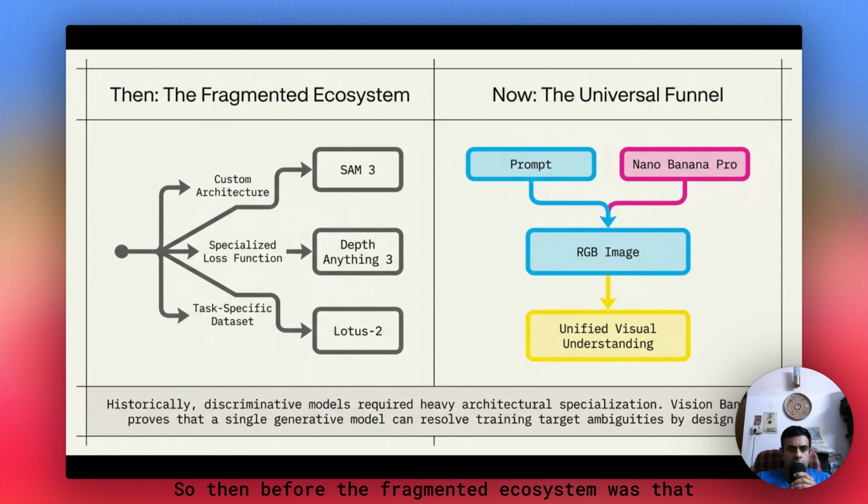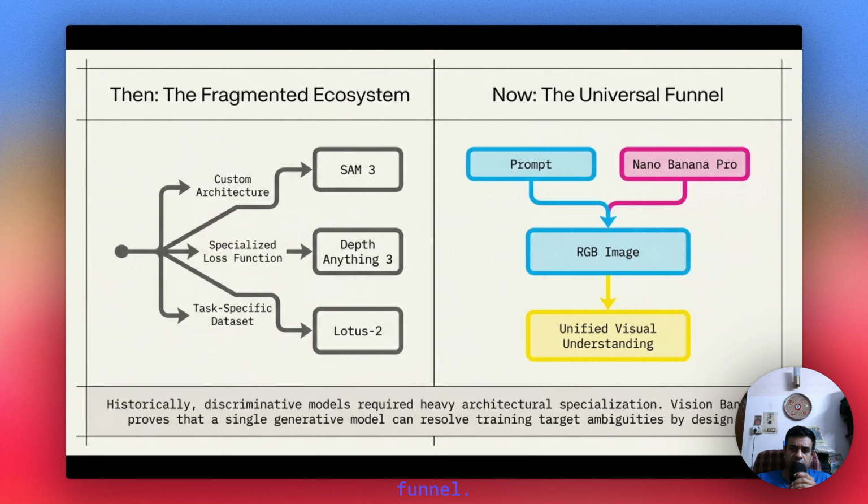So then, before, the fragmented ecosystem was that you had an image and then you had a custom architecture. For segmentation, you use some model like SAM3, and for depth, you use something like Depth Anything v3, and for something else, I don't know what Lotus 2 does. I was mentioning this in the previous video, right? When we saw the video, for each of these tasks, you have different models, and imagine how much space and computation it takes to load all of these models. What if a single model can do all of this? That'll be really moving the needle.